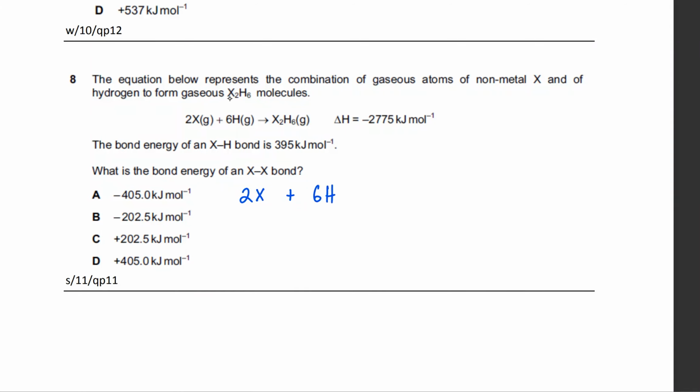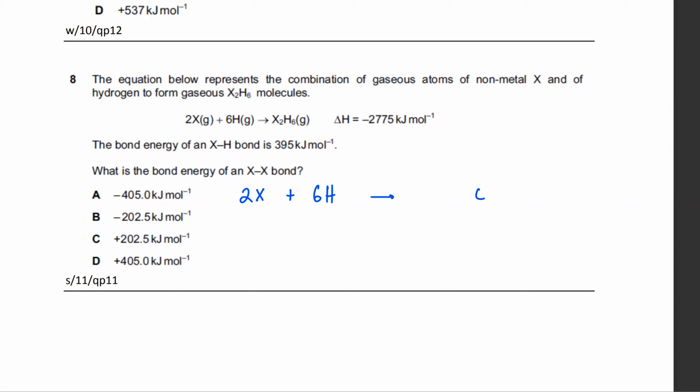Now the reactants don't have any bonds. Like the 2X. Remember, when you have a coefficient, it's not a formula. That means you just have 2 X atoms. They're not forming any bonds. You've got 6 hydrogen atoms. They're not forming any bonds. And you've got an X2H6 molecule.